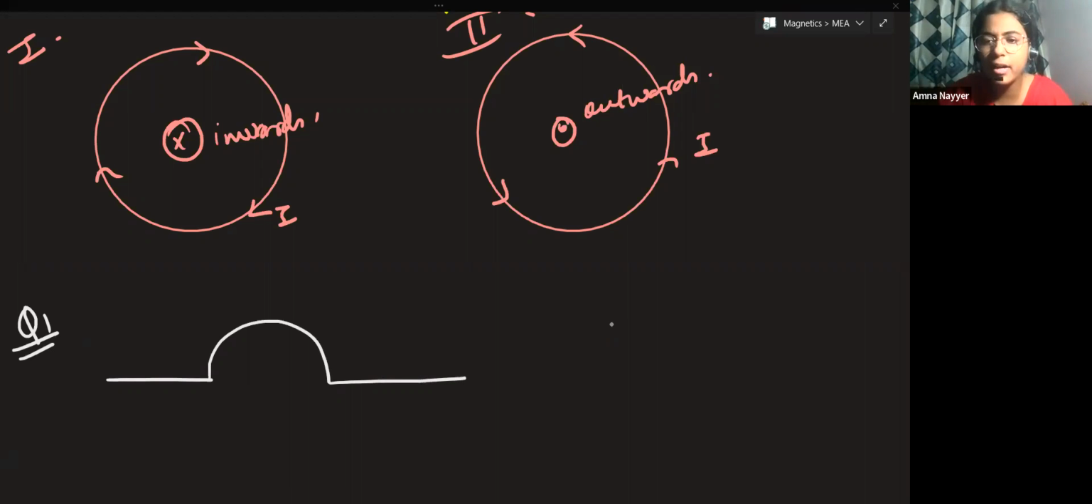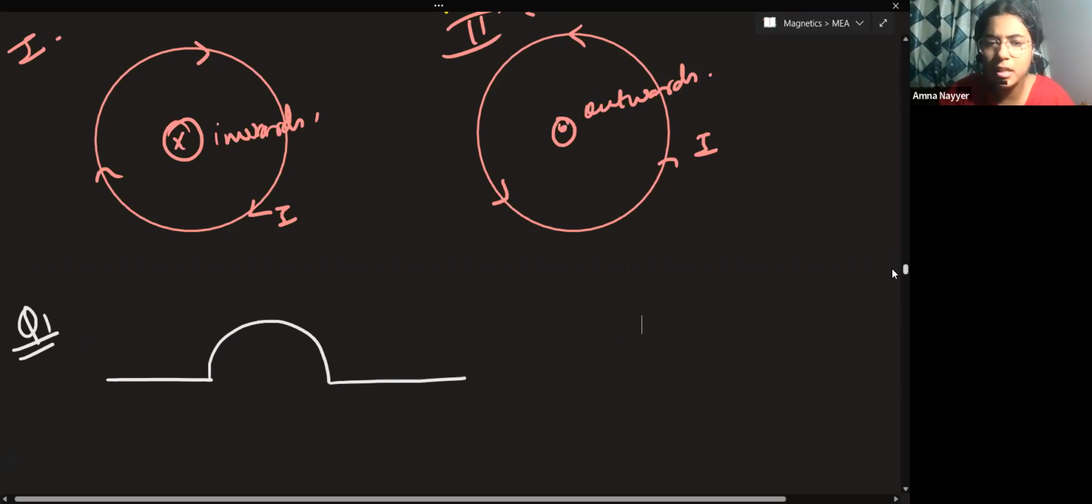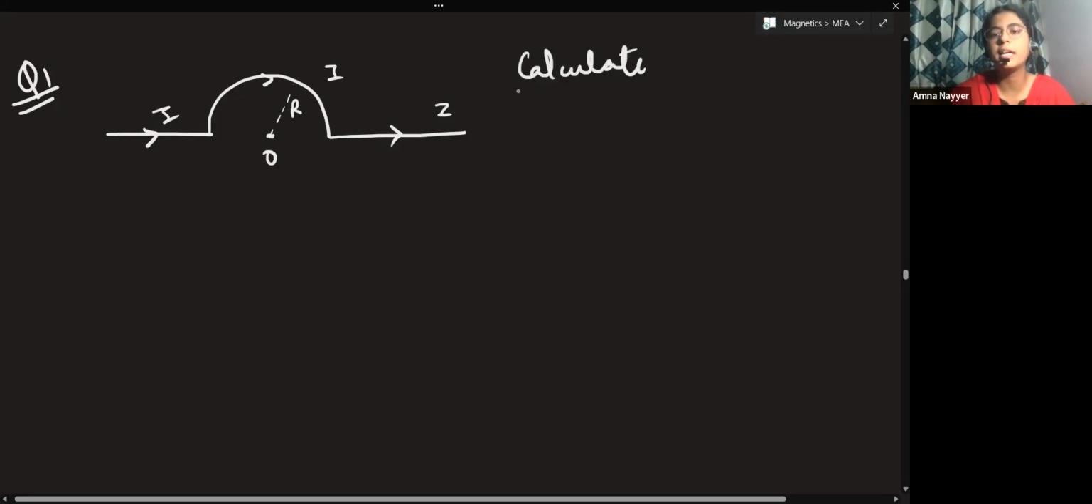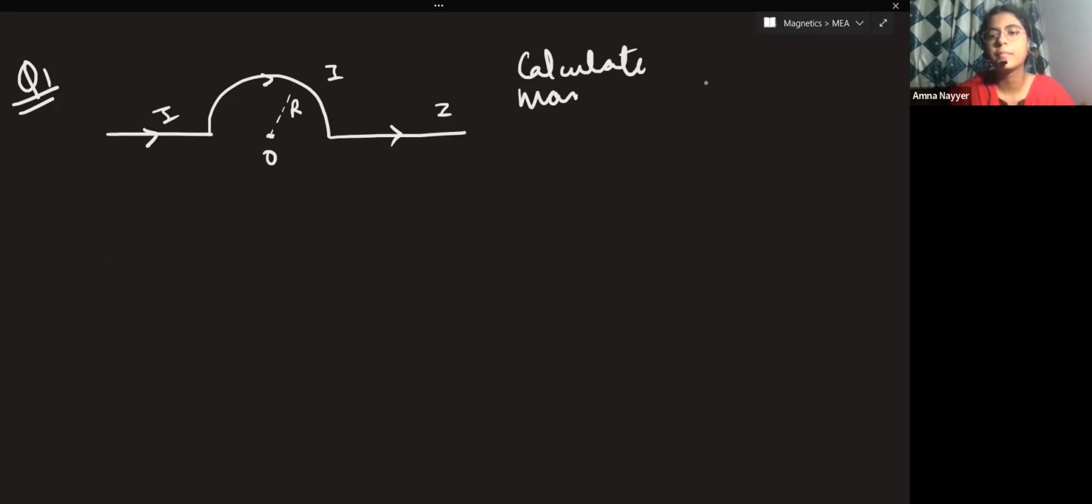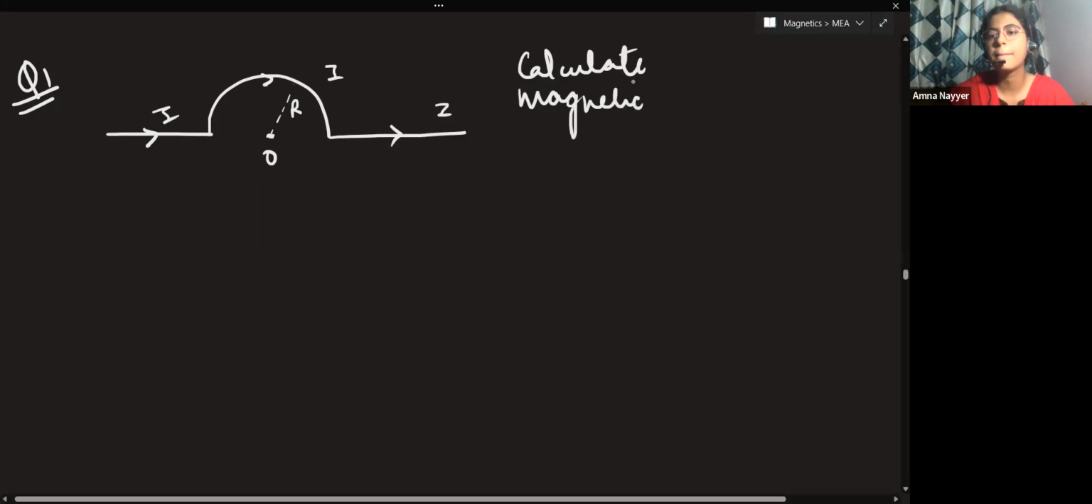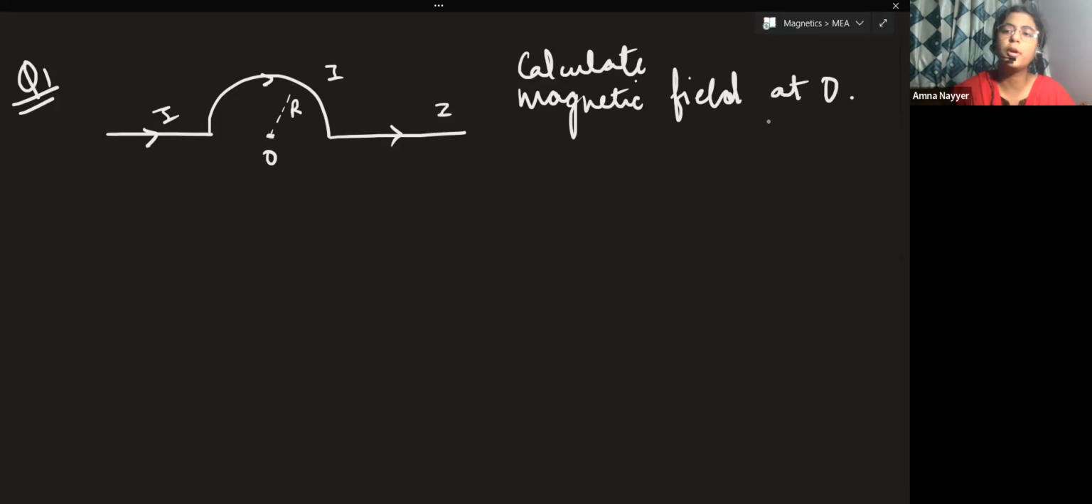So you have a straight wire, then you have a semicircular arc, a semicircle basically, and the wire is in the shape of this. Current I is flowing like this. If required, you can take the radius of the semicircle as small r. You have to find the magnetic field. Calculate the magnetic field at point O.